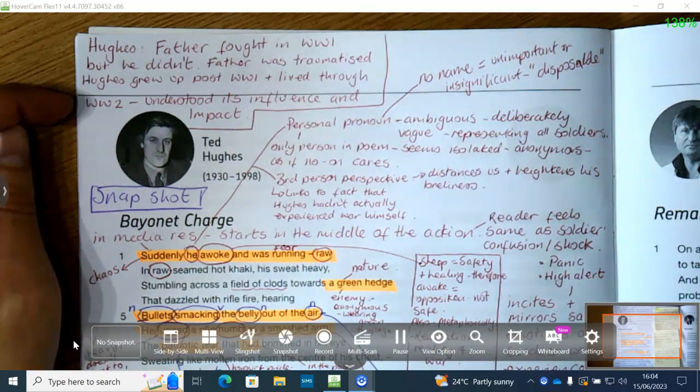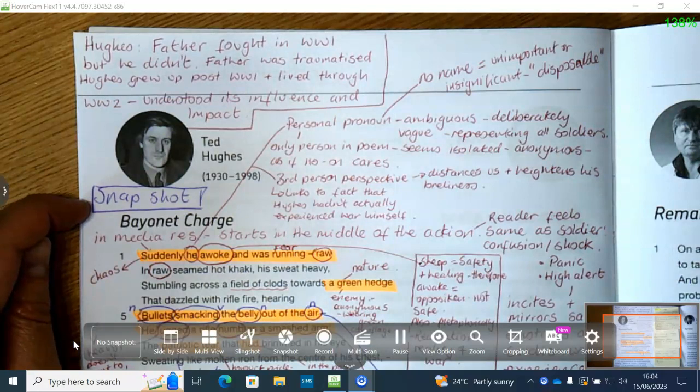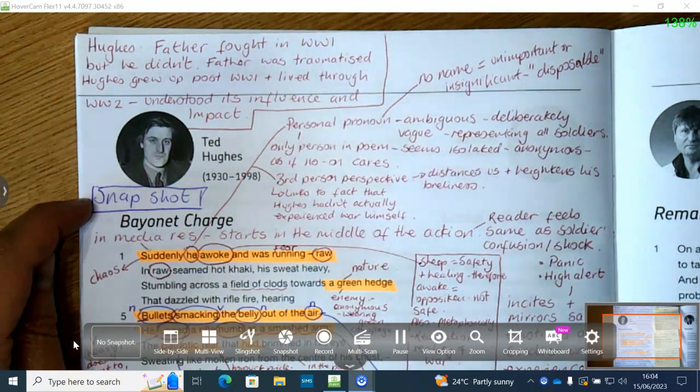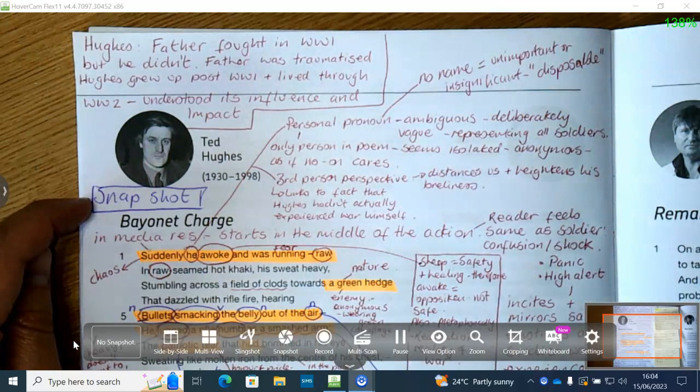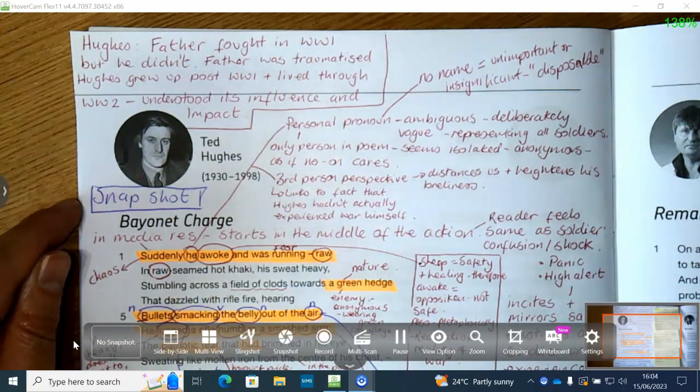Now the poem itself, Bayonet Charge, is just a snapshot. It begins with a man who wakes up, jumps up and starts running towards the enemy or towards a green hedge. He stops in the middle, that's verse 2, to question what he's doing and thinking about, why he's there on the battlefield. And then in verse 3, a hare dies, it gets shot, and he carries on running towards the enemy. And that is all that happens. So it's literally just a snapshot where we're really focused on what he's thinking.